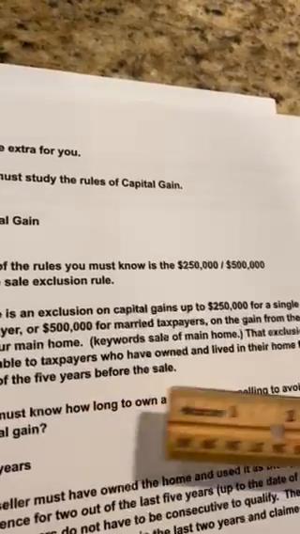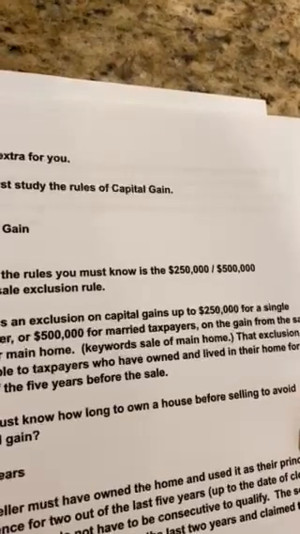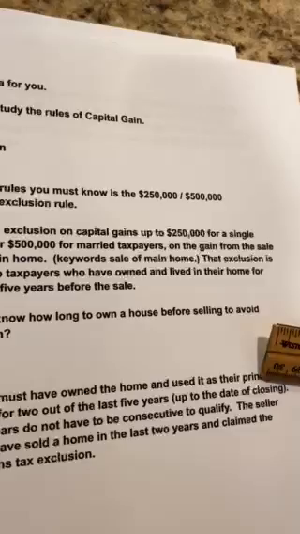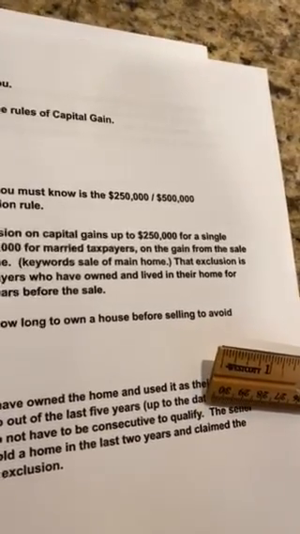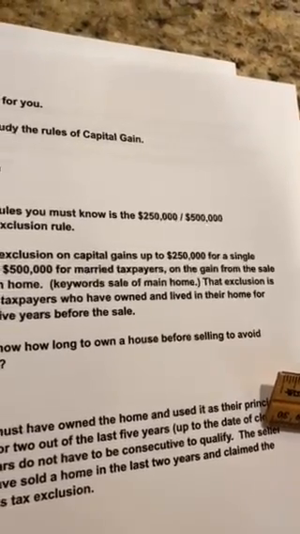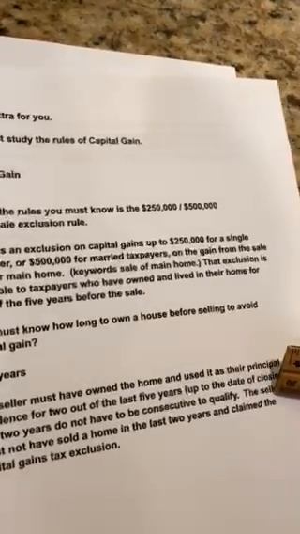2 years. The seller must have owned the home and used it as their principal residence for 2 out of the last 5 years up to the date of closing. The 2 years do not have to be consecutive to qualify. The seller must not have sold a home in the last 2 years and claim the capital gain tax exclusion.